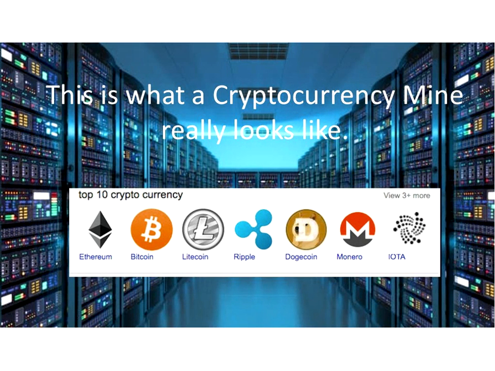This is what a cryptocurrency mine really looks like, though. Just a lot of servers, a lot of computers doing work. And you may have heard a lot about Bitcoin, but there are other types of cryptocurrency as well. And one you're going to hear quite a bit about is Ethereum, if you haven't already.